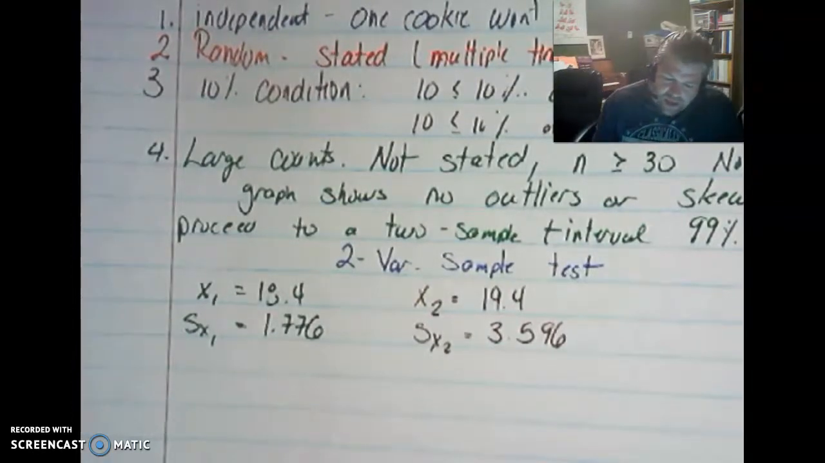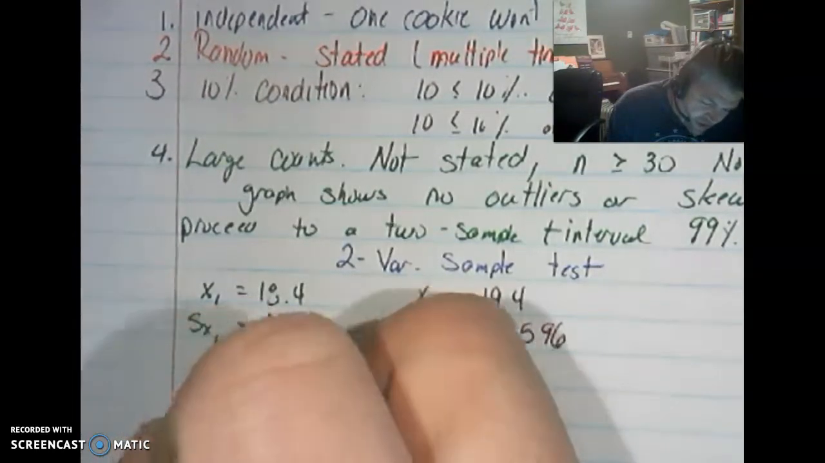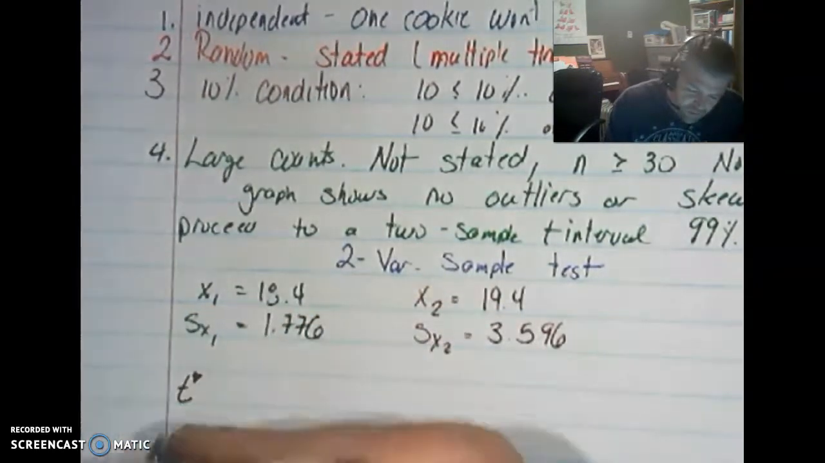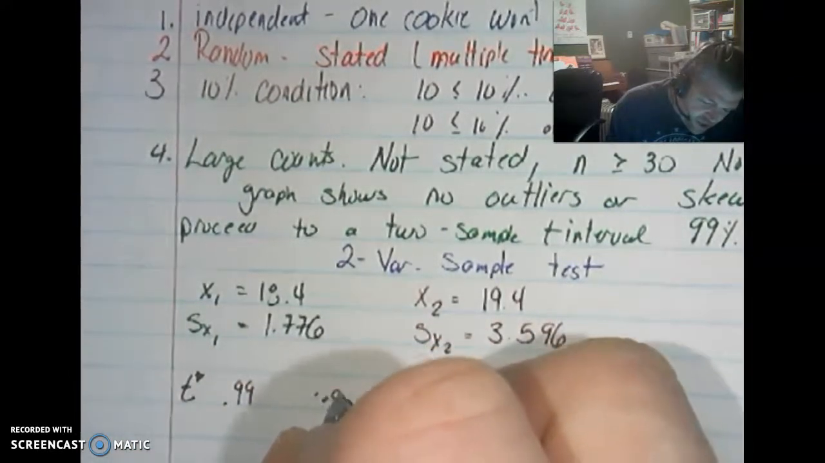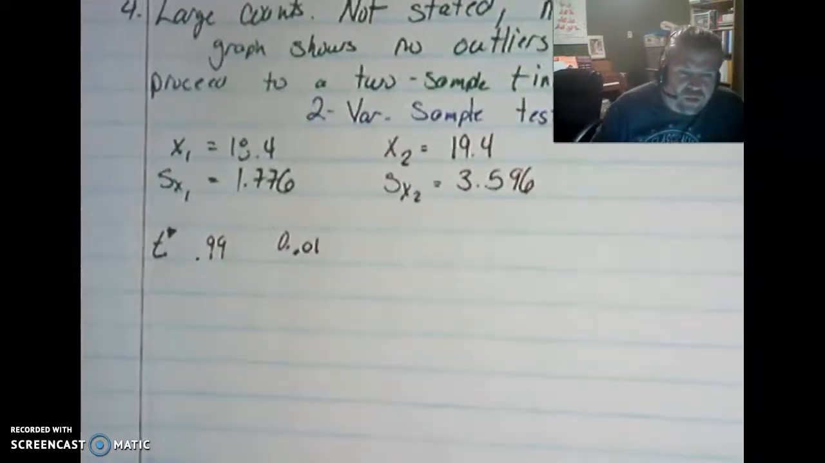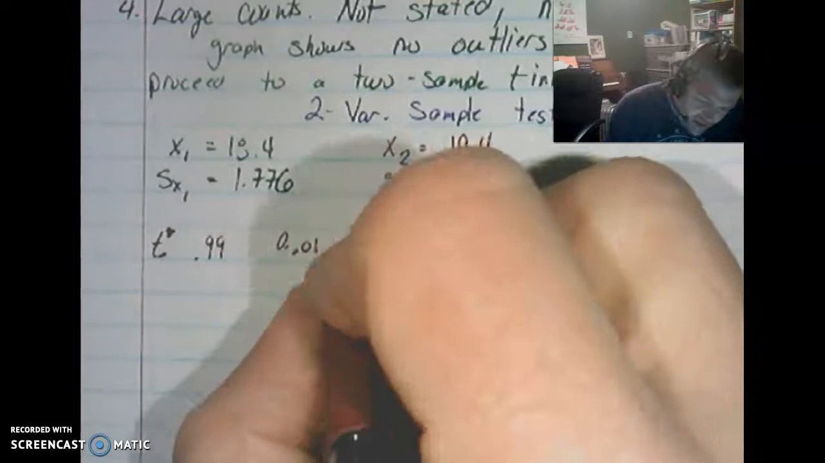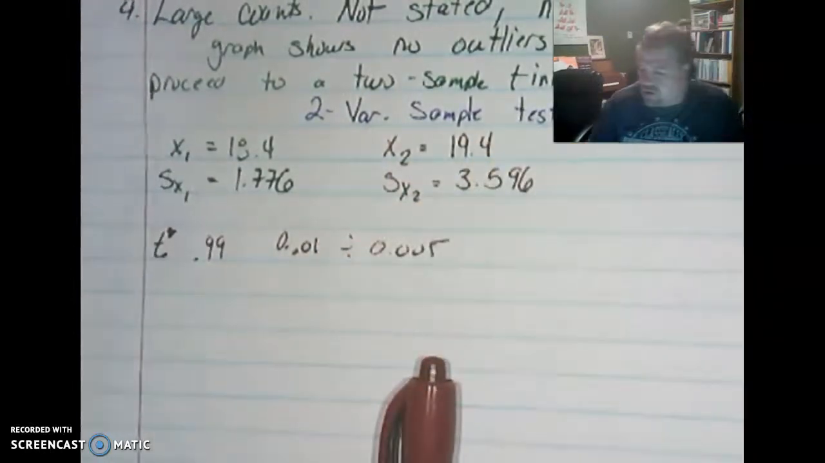All right? Okay, so now my t-critical, I'm at 99%. That means that I have 0.01 left over, right? I do. So I need to divide that by 2, and I get 0.005. So I'm going to pause it there.